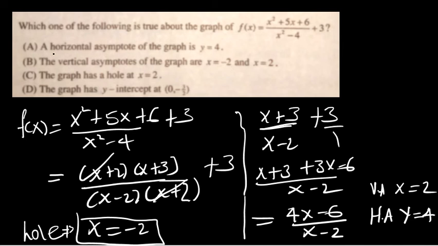It says A, the horizontal asymptote is 4. This is correct. Vertical asymptote, -2 and 2, it says no, just only 2. And hole at x is equal to 2, it says, but we say that x is equal to -2.